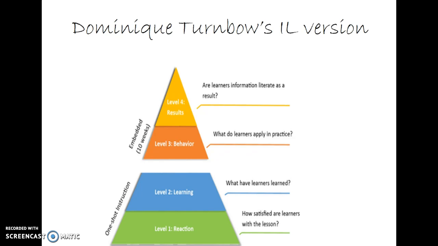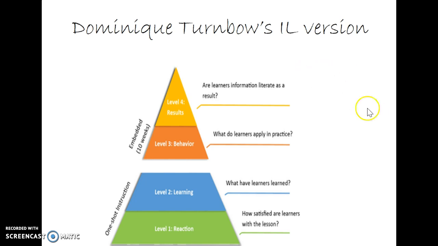So just as a review, Kirkpatrick said that level 1 was reaction. Dominique translates that into how satisfied are learners with the lesson. Level 2 is learning, and Dominique's translation was what have the learners learned through it. Level 3 is behavior. In our world, that would be, do the learners actually apply what they learned in the workshop? And then level 4, results. Dominique's idea was that learners are information literate as a result of the workshops.